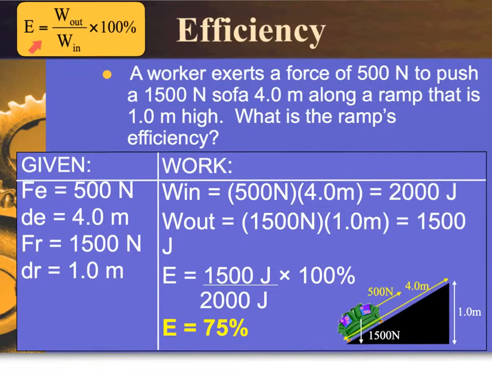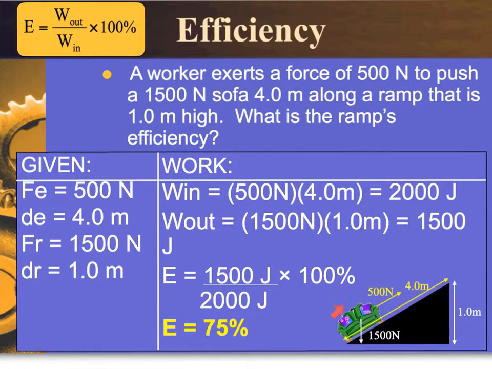Remember that efficiency is work output divided by work input times 100. Now before we begin the problem, let's identify the components of our problem. Our effort force is 500 newtons because the worker is exerting a force of 500 newtons. The effort distance is 4 meters because the worker pushed the sofa 4 meters along the ramp. The resistant force is the weight of the sofa. In this case, it's 1500 newtons. The resistant distance is the ramp being 1 meter high.